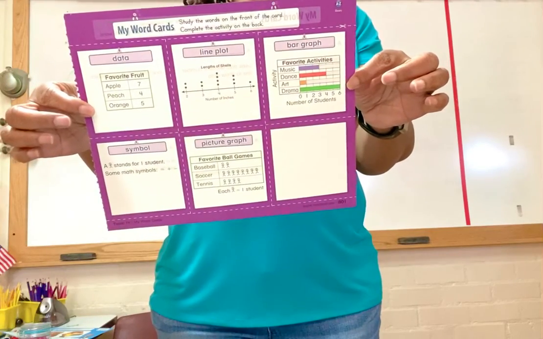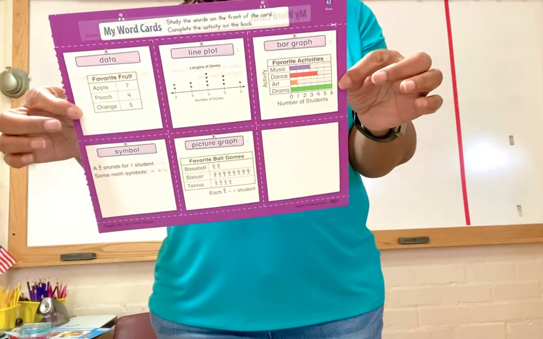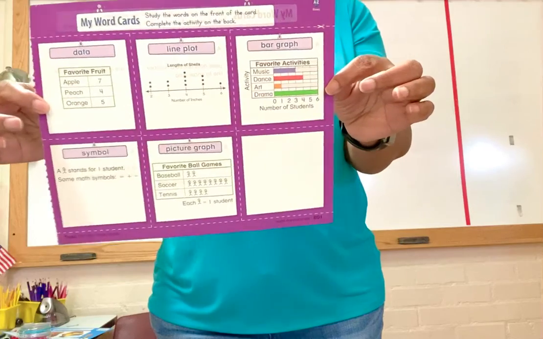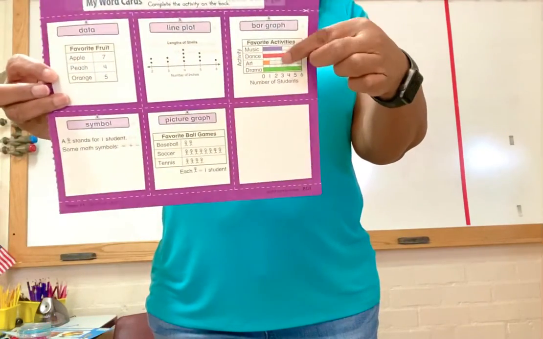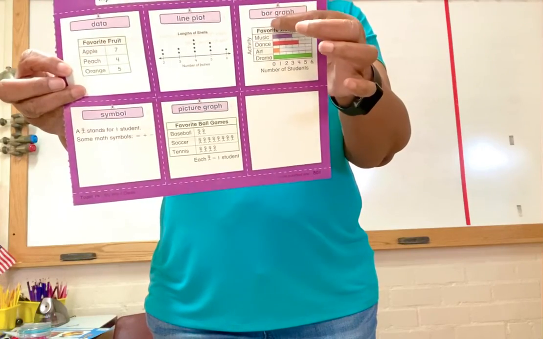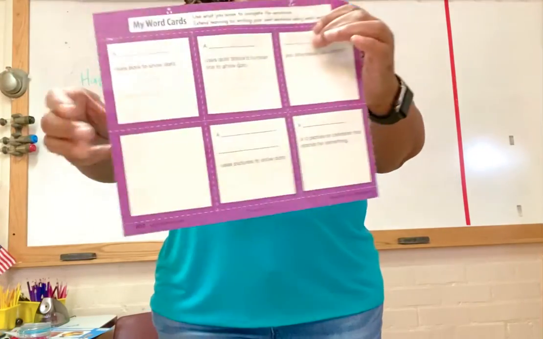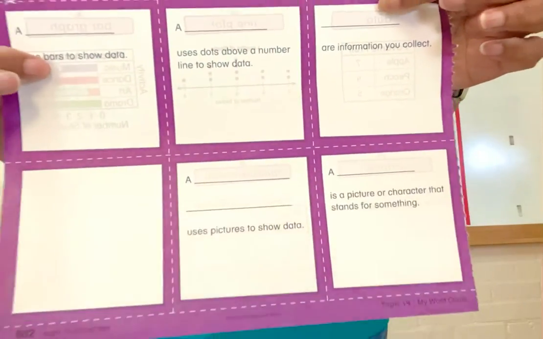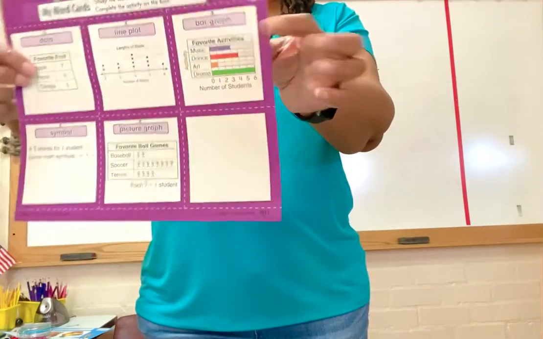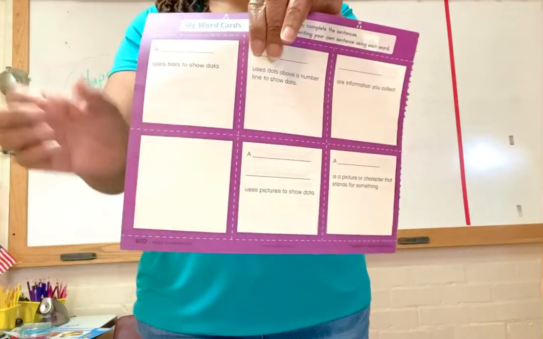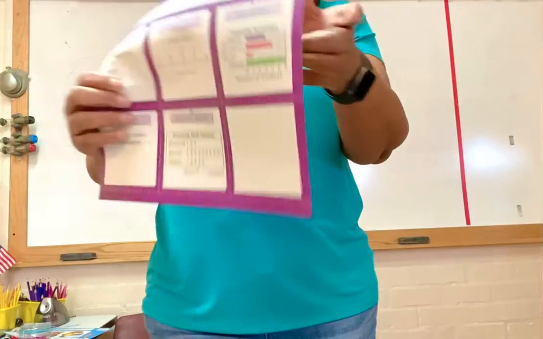A blank uses bars to show data. Which one of these do you think is that? Right here, bar graph. So write the word bar graph in the blank that says that. Understand? So make sure you have the word that's on the front right there in the blank on the back.